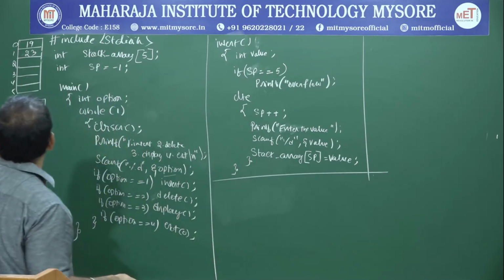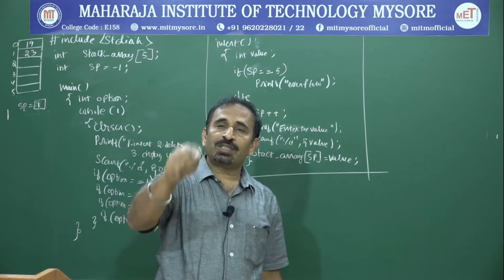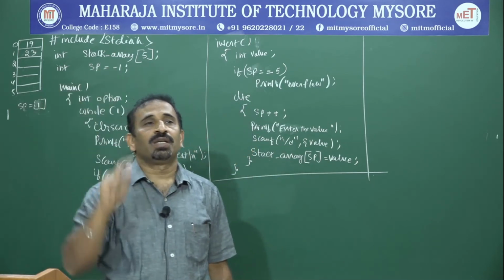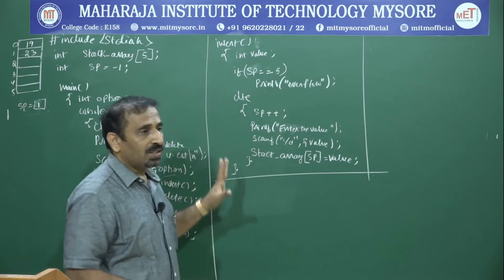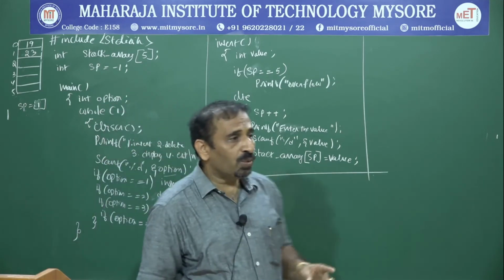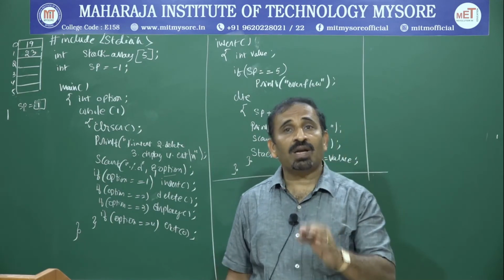What is being shown by SP? At that position I am doing insertion. What is being shown by SP? At that position I do the deletion. Then it works as a LIFO, last in first out. What is the first step? When you are doing a deletion of an element, first thing that you are supposed to do is check for underflow.